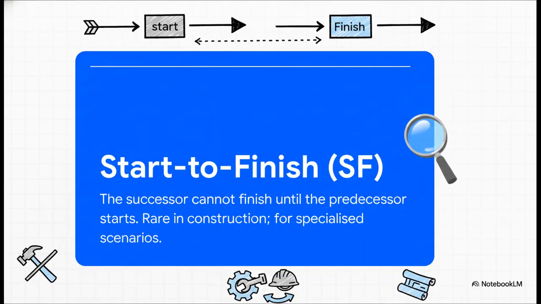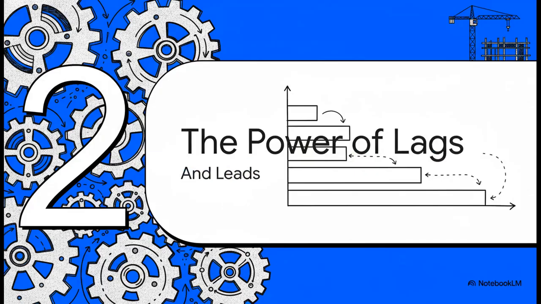And finally, we have the rare one, start to finish, or SF. An activity can't finish until another one starts. Honestly, you'll almost never see this in construction. It's a really specialized tool for unique scenarios like shift handovers. But hey, it's good to know it exists. So let's move on.